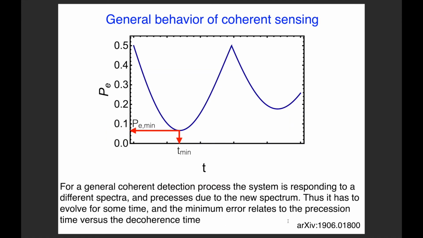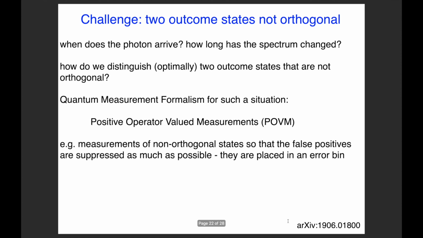Now, this is going to be detected by changes in precession frequency, which means you require a certain amount of time. For general coherent detection, you have a system responding to a different set of energy levels, which is then processing. So it has to evolve for some time in order to have this effect detectable. And the minimum error that you have relates to the precession time versus the decoherence time.